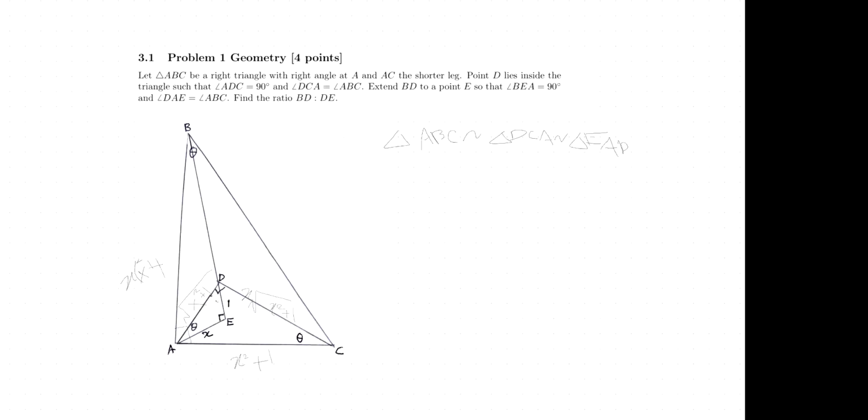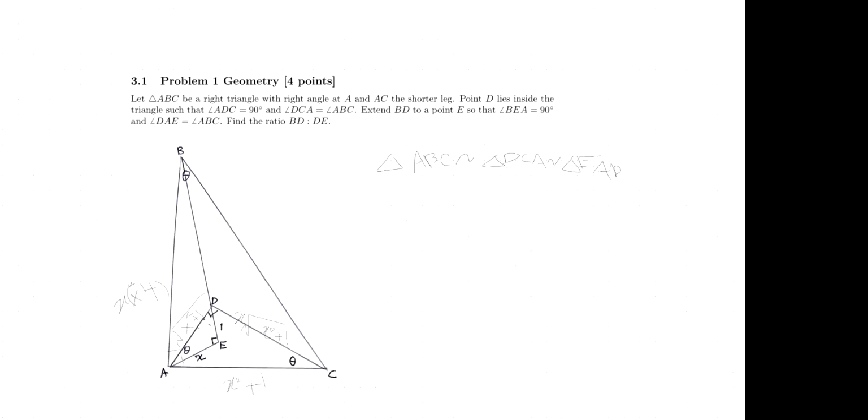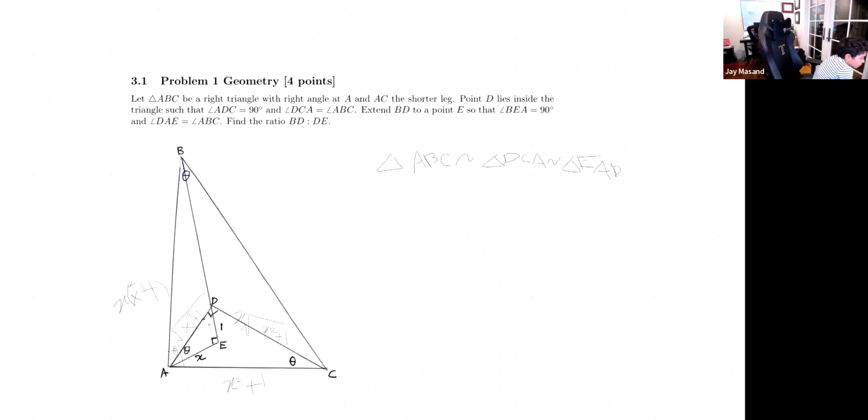So another thing we can utilize here is that we notice that angle BAD is also theta. Does everyone see why that's the case? Wait, I have a question. How do we know that DC is this, the square root of x squared plus 1? Because I don't really follow that.